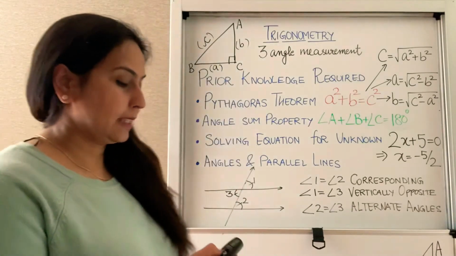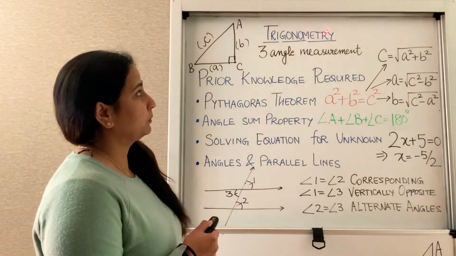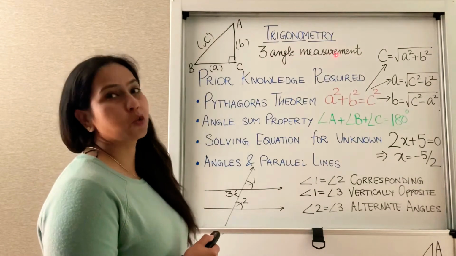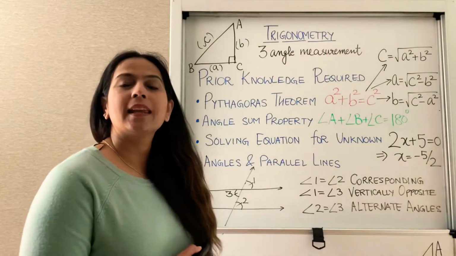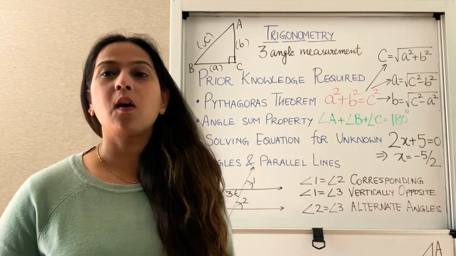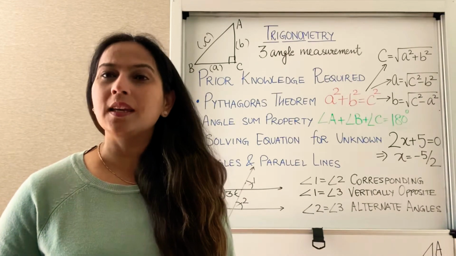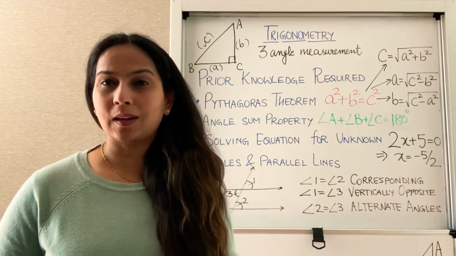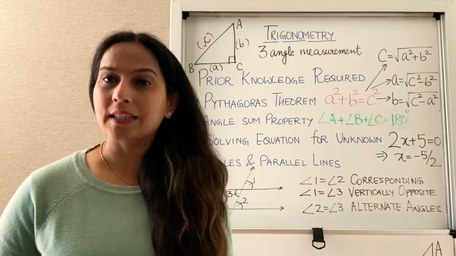So trigonometry, as the name suggests, is about three angle measurements. Trigonometry can actually be applied to any triangle, whether it is an acute angle triangle or an obtuse angle triangle. But when we initially introduced the concept, we studied only right triangles.